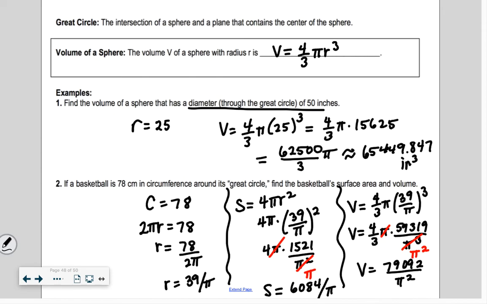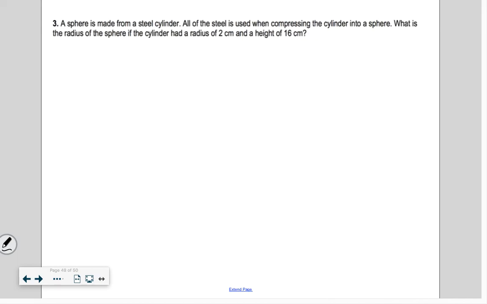So get used to doing the exact answer, because as you guys advance in your math classes, which you're so close to doing, this is the last section, as we said, of geometry right here. So you're so close to Algebra 2. You want to keep your answers as precise as possible. Okay, is that it? One more?